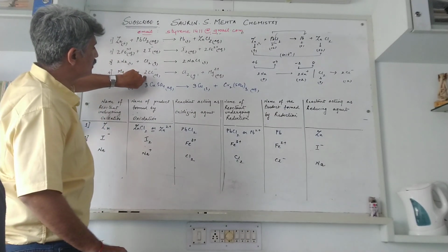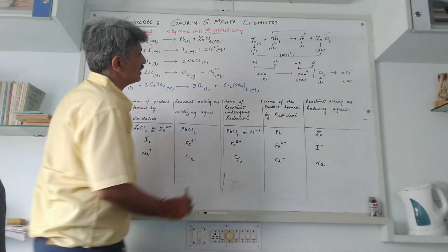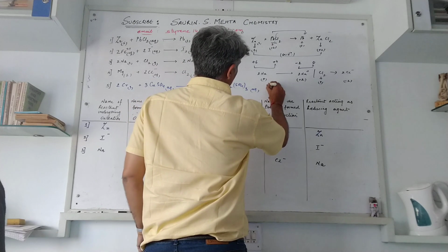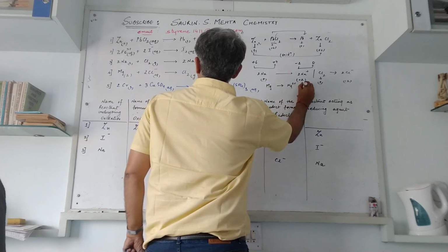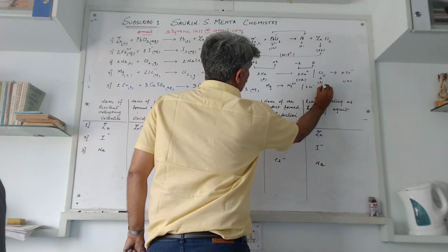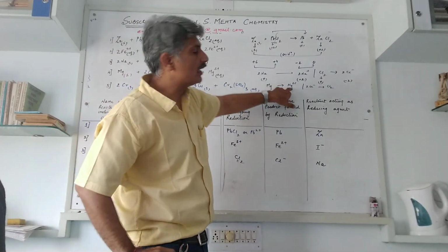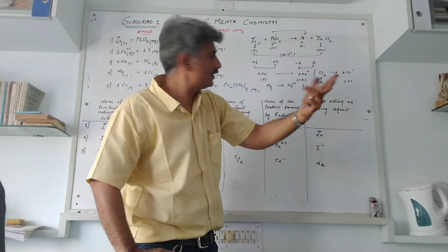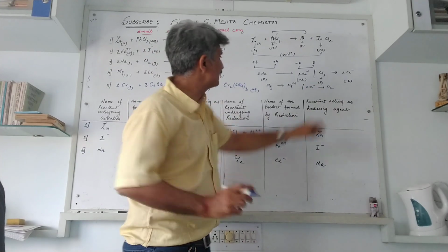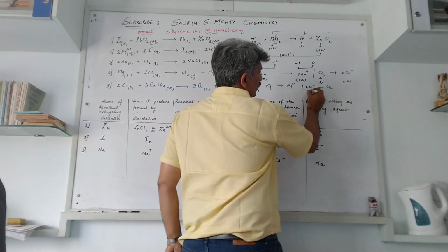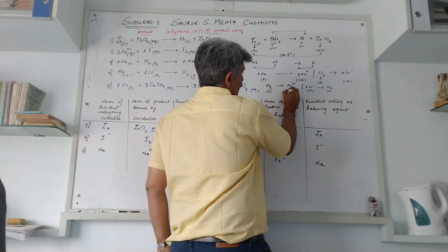Magnesium combines with 2Cl− to give Cl2 and Mg2+. In this case, let's see. We have Mg getting converted to Mg2+. And we have 2Cl− getting converted to Cl2. Mg has 0 oxidation state. Converts to +2. So there is oxidation. 2Cl is −2. Converts to Cl2. That is 0. So here −2 converts to 0. Here 0 converts to +2.